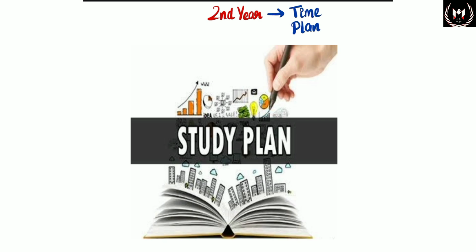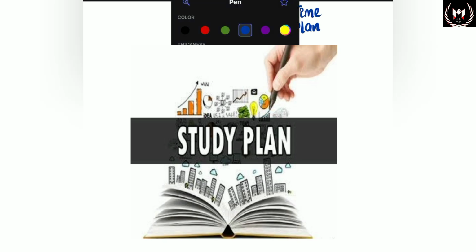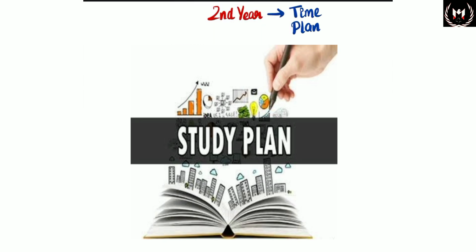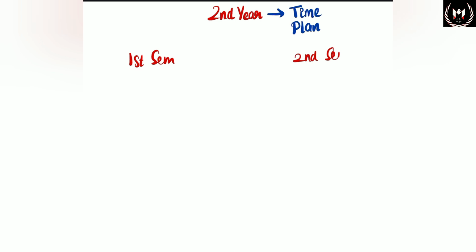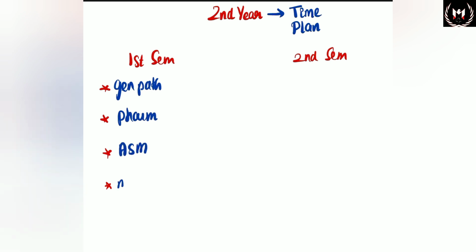And the second important thing is plan. Try to schedule all the things which you have to study for each and every day and every week. So I'll separate it into first sem and second sem. For the first sem, the most important subjects will be four. The first one is general pathology, the next one is pharmacology, and the other is ASM. Then you have microbiology. These are the four important subjects.